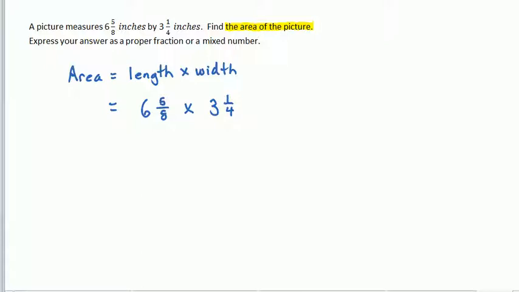Alright, so continuing from here, before we can multiply mixed numbers, we have to first convert them to improper fractions. So we will begin that process. 6 times 8 is 48, plus 5 is 53 over 8, times 3 times 4 is 12, plus 1 is 13 over 4. Now this would be a good time to check for some cross reductions. I don't see any, however, so I'm going to continue by multiplying 53 times 13.